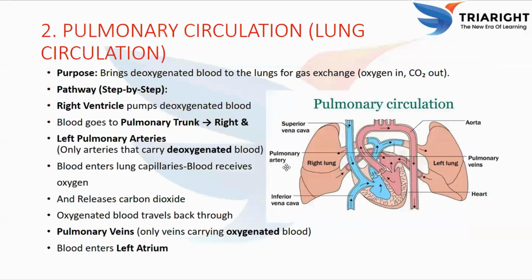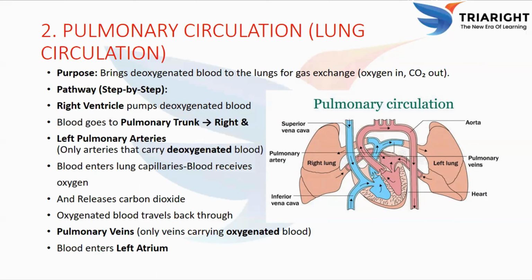Now coming to the pulmonary circulation. What do you mean by pulmonary circulation? It's a pathway that carries the deoxygenated blood from the heart to the lungs to exchange the gases. It picks up the oxygen and releases the carbon dioxide, and then returns the oxygenated blood back to the heart. The purpose of the pulmonary circulation is to oxygenate the blood by transporting it to the lungs for gaseous exchange.